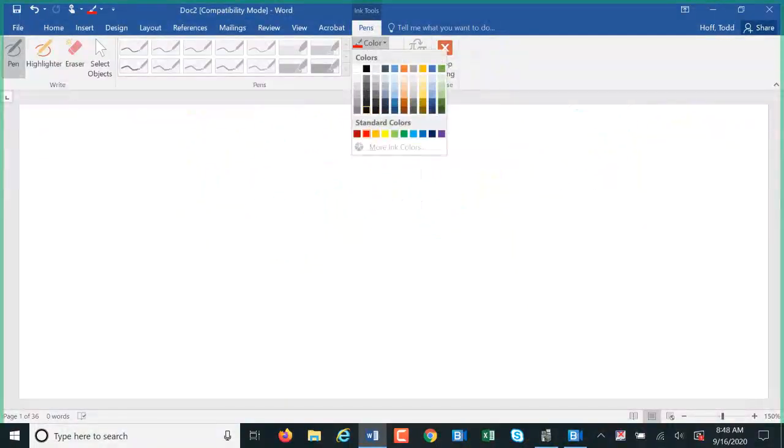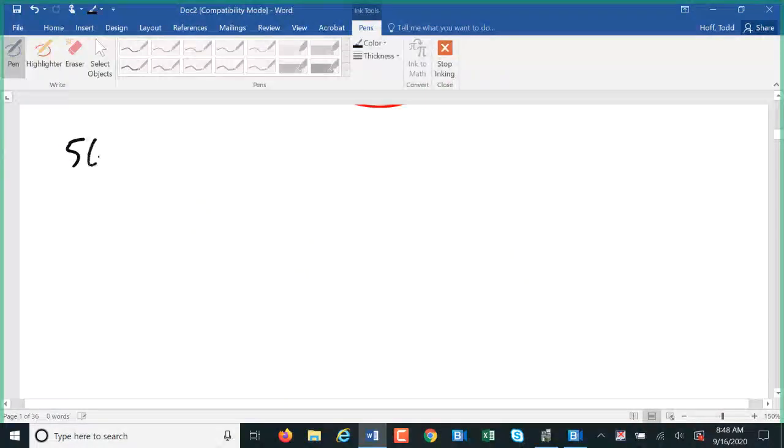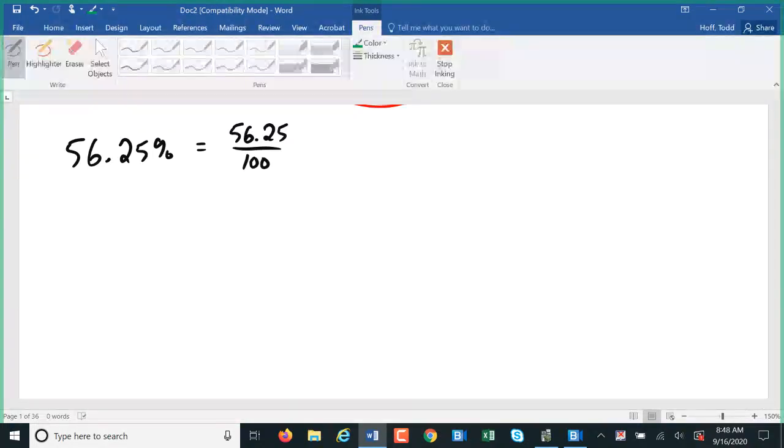We might have 56.25%. That's going to be 56.25 out of 100. A percent is always out of 100. No matter what form the percent is in, it means out of 100 if that percent symbol is there. Well, we didn't like having fractions in our fractions. We don't like having decimals in our fractions any better. So first thing we need to do is get rid of that decimal.